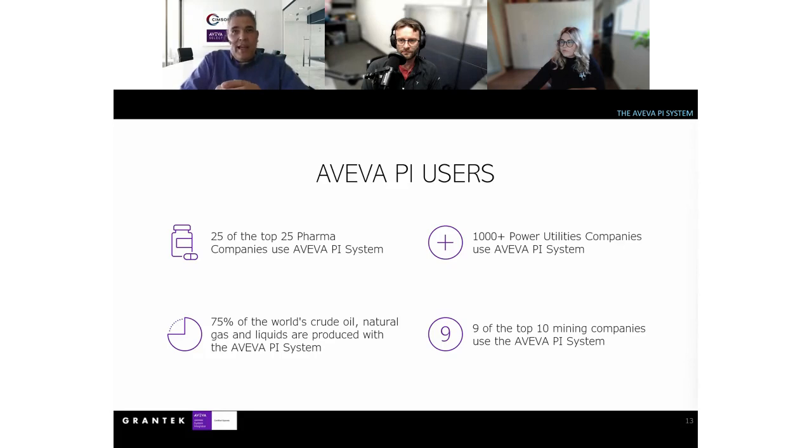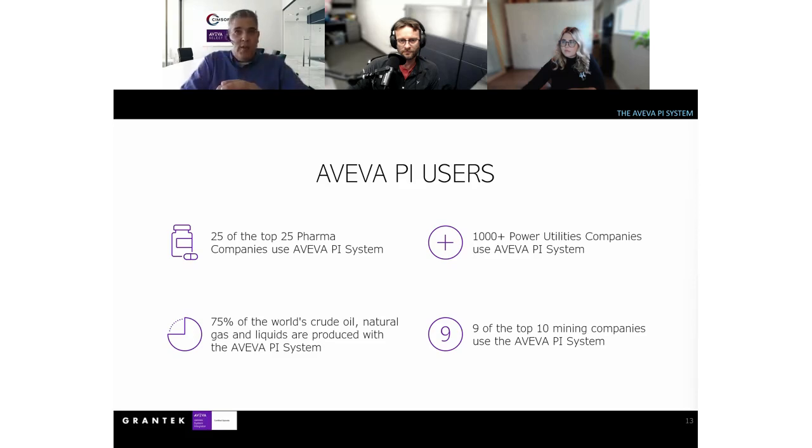You can see some of the stats here. 25 of the 25 top pharmaceuticals have PI systems, and I can echo that because I do talk to some of them locally here in Mississauga and so forth. On the power comment, I've been on a bunch of presentations, and I think about 98% of the power generated in the US flows through a PI server somewhere. So you can see that is a very prominent installed base.